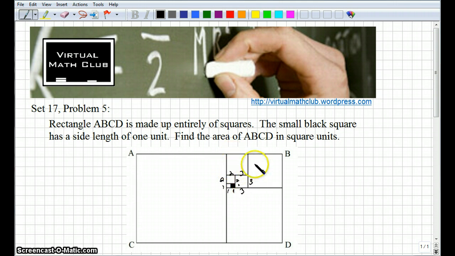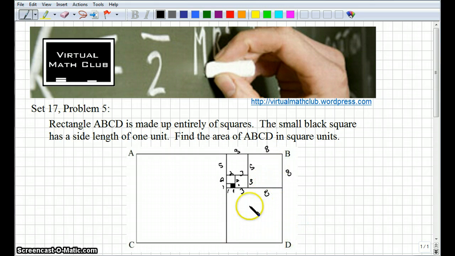Now this square is adjacent to this 2 by 2 square and a 3 by 3 square, so this has a side length of 5. I could write 5 here. And now this square with the B at the corner is adjacent to a 5 by 5 and a 3 by 3, so this one has to have a side length of 8. I'll put an 8 there, 8 there, and an 8 there. Okay, so that's an 8 by 8.